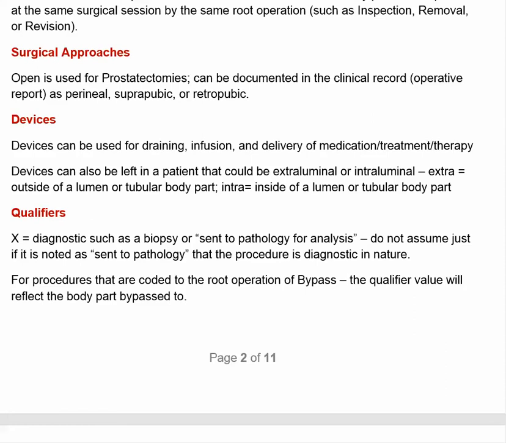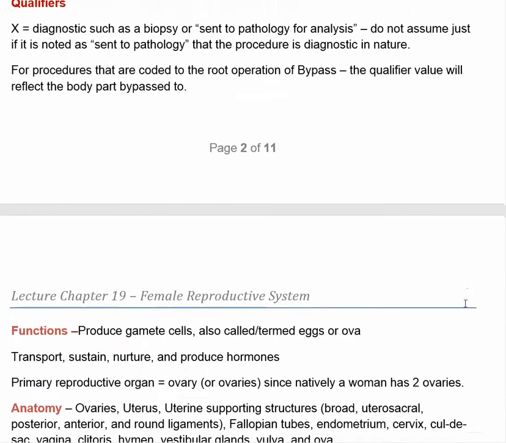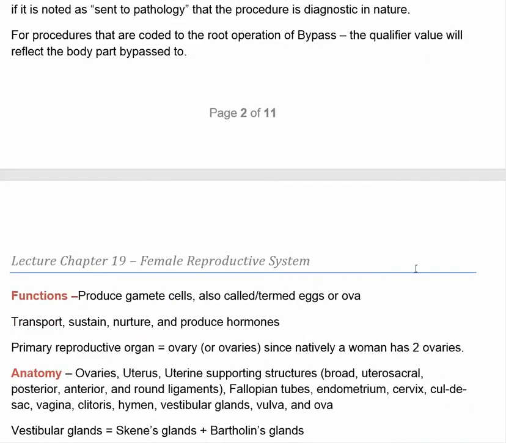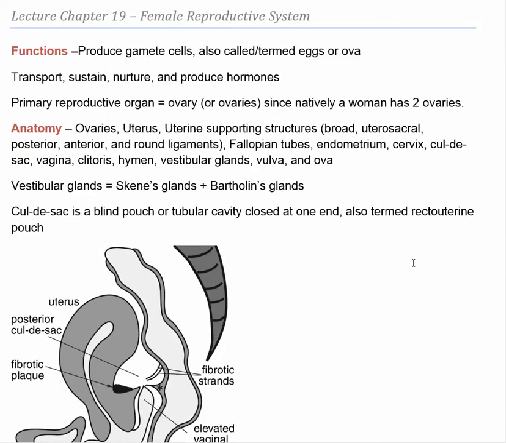And then we also talked about bypass back in chapter 9, specifically when we talked about the circulatory system, but typically when we're coding bypass procedures, the qualifier value is the body part bypassed to. There is that exception back in the circulatory system. But in every other system, it's bypassed to is what we're reflecting with the qualifier body part value. So again, the reminder, don't forget to look at very carefully, take some time.